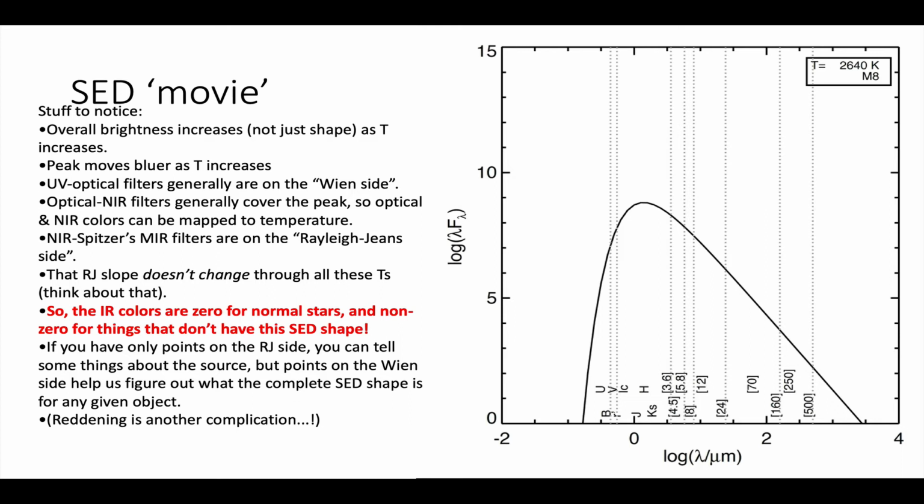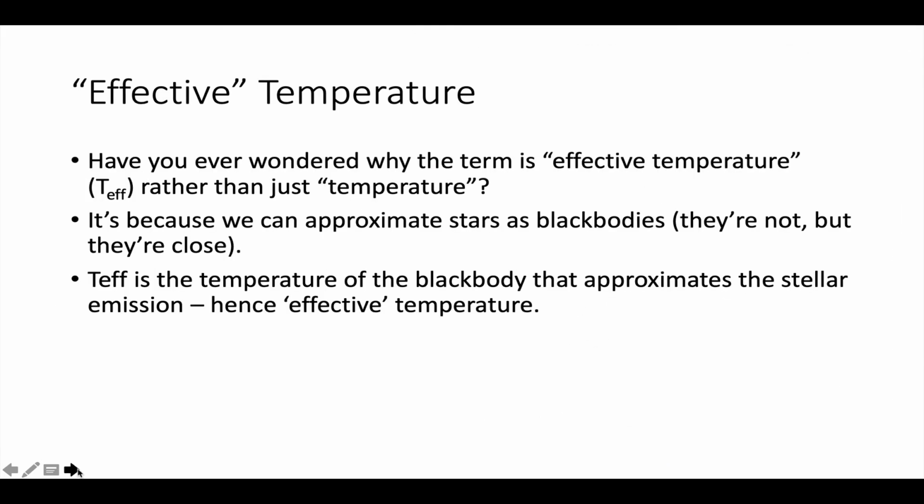Fortunately, we have a lot of optical data for our project, so we can sample both the Wien and the Rayleigh-Jeans side, and then we have a much better shot at understanding what it is that we're looking at, knowing, for example, that it's a star and not a galaxy. Reddening is another complication, which we'll get to in a bit. So, the next slide here.